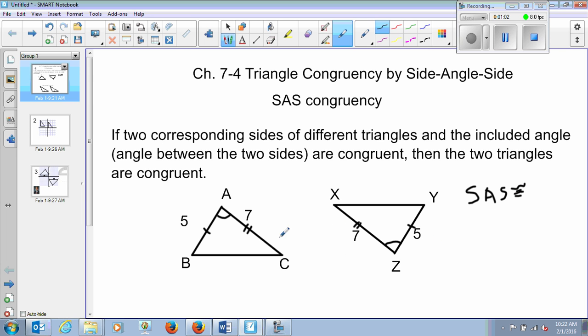Okay, now the important thing is this is the included angle. Notice how angle A is between the sides 5 and 7. That makes A the included angle. Z is also the included angle, and that's the important part.